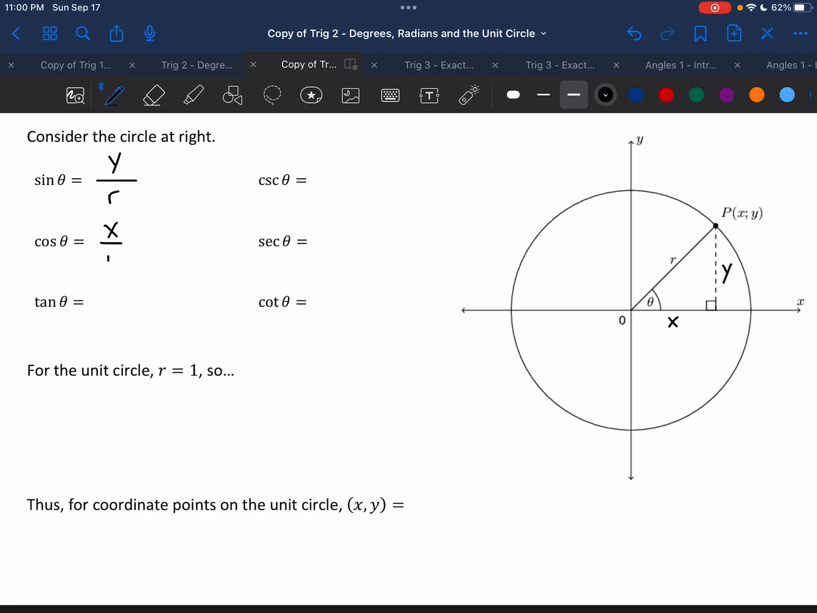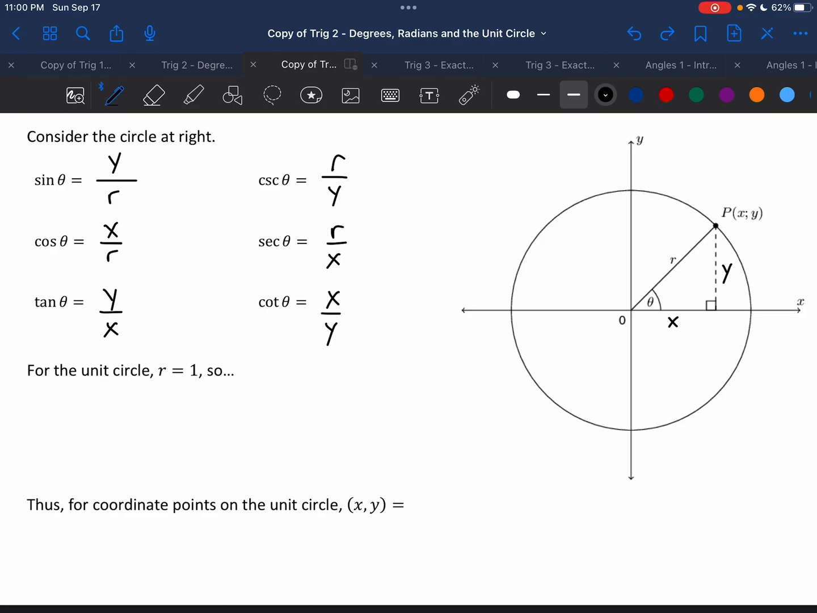Cosine is adjacent over the hypotenuse. Tangent is opposite over adjacent. We know that. Likewise, we know how it works with our reciprocal functions. And because I'm boring, they're always lining up. There's tangent and cotangent. Cosecant is the reciprocal of sine, etc.